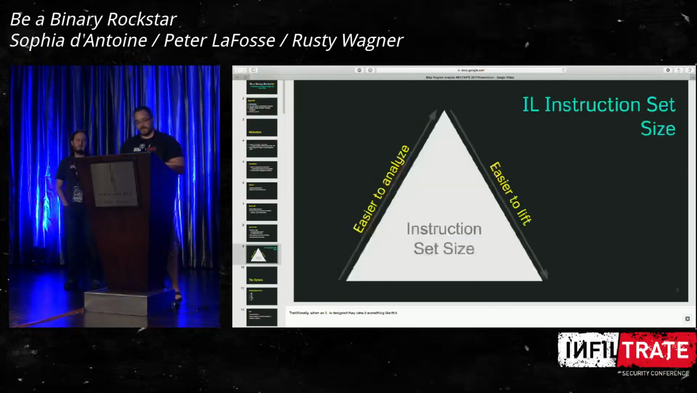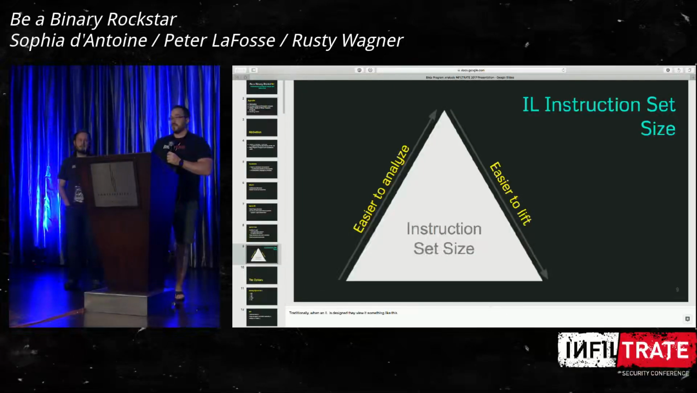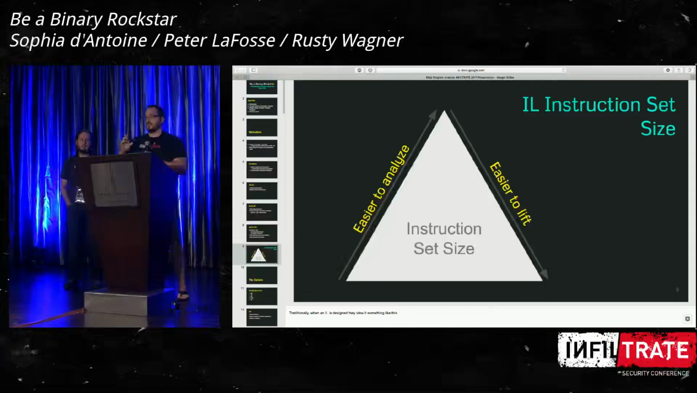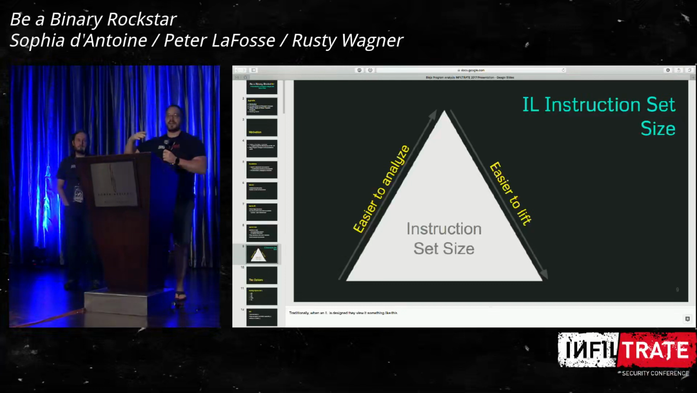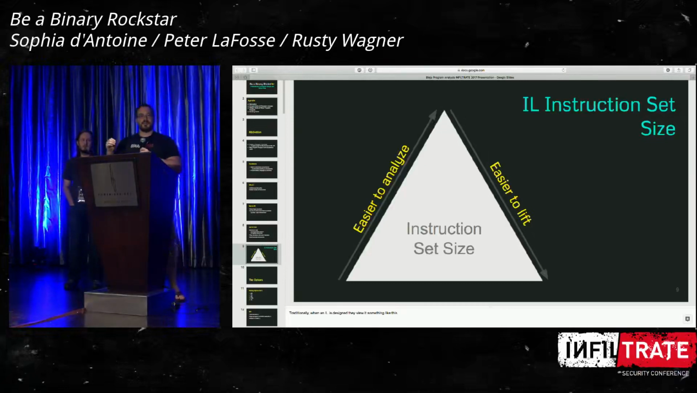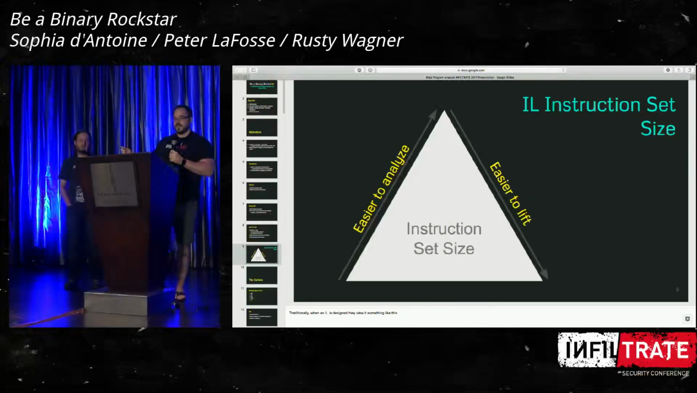So a word about the size of the instruction set. If you have a very, very tiny instruction set in your intermediate language, that's very easy to analyze, but it's more difficult to lift to. So you have this balancing act. Every time you choose to add another instruction, you have to realize that's going to cause more analysis, but every time you decide not to add an instruction, you've got to realize that it's going to make it more difficult to translate from assembly language to that intermediate language.